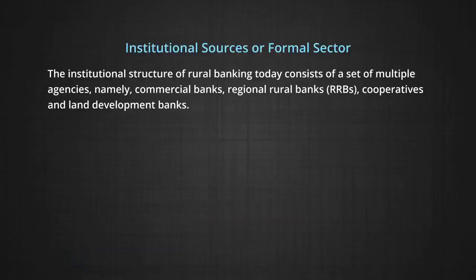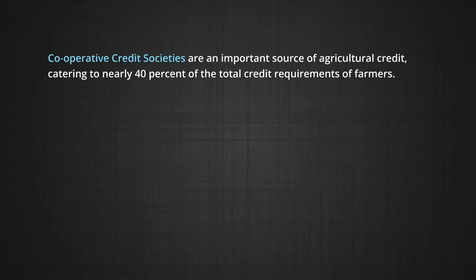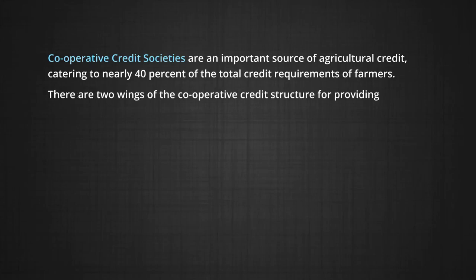Next comes institutional sources or the formal sector credit. The institutional sources of rural banking today consist of a set of multiple agencies, namely commercial banks, regional rural banks, that is RRBs, cooperatives and land development banks. They are expected to dispense adequate credit at cheaper rates. Recently, self-help groups, that is SHGs, have emerged to fill the gap in the formal credit system. The cooperative credit societies are an important source of agricultural credit, catering to nearly 40% of the total credit requirements of the farmers. There are two wings of the cooperative credit structure for providing short-term credit and long-term credit.